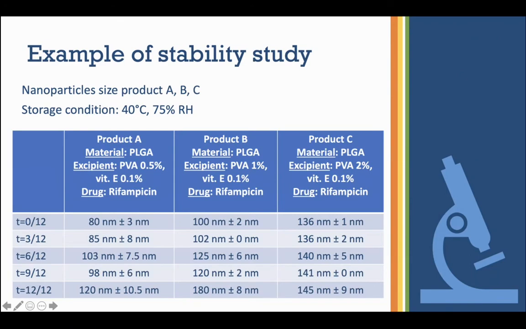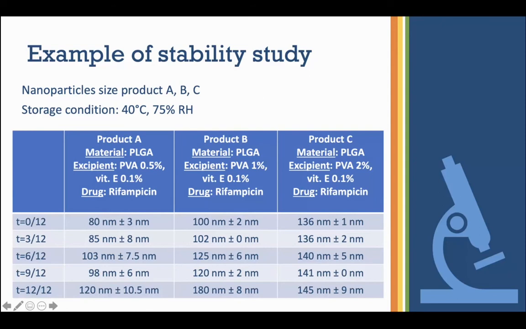So this is another example. You would want to produce 3 nanoparticle formulas. So you have product A, product B, and product C. Product A gives a certain nanoparticle size as compared to product B and product C.